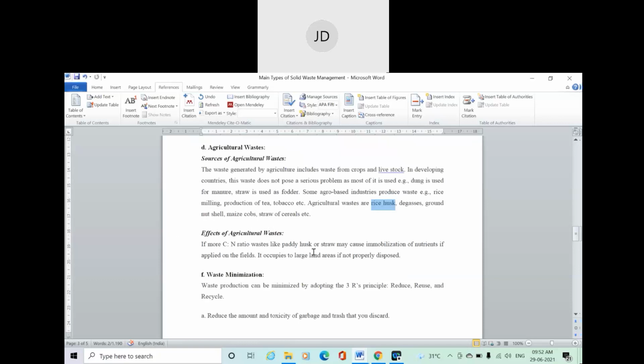Next, the effect of agricultural waste. I have already told you that it is not hazardous waste, so it can be neutralized very easily, and we can go for reuse of agricultural waste.